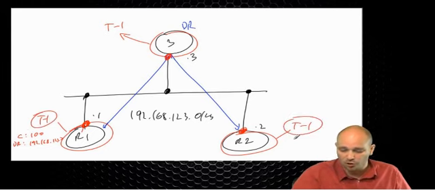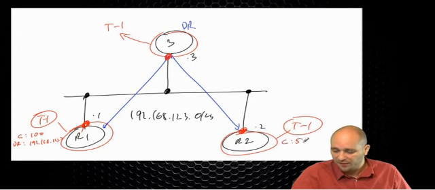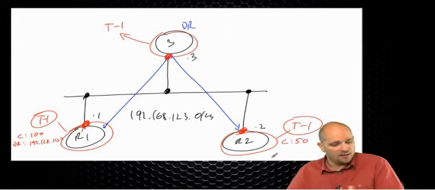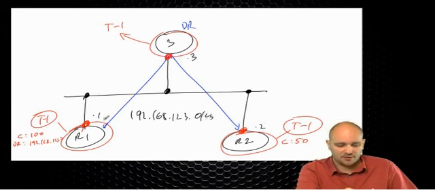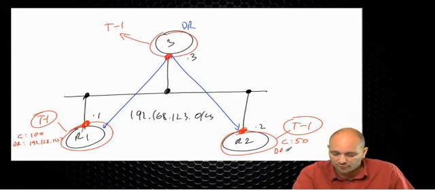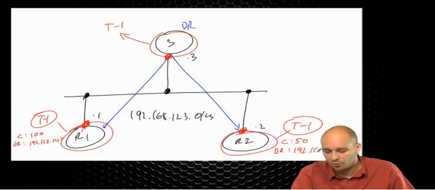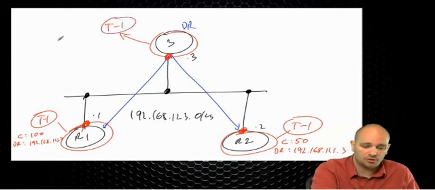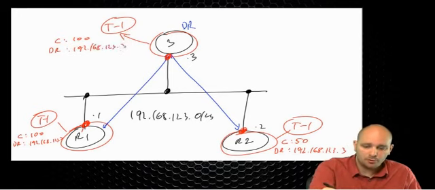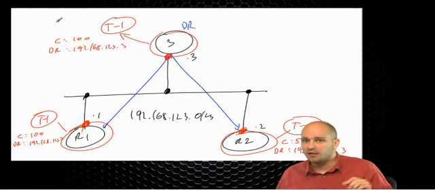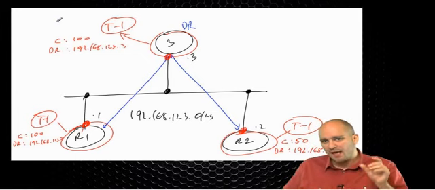Type 1 LSA on R2 will have, let's say, a cost of 50. So the cost doesn't have to be the same, right? This could be a gigabit interface, or this could be a fast Ethernet interface. So of course, sometimes the costs might be different. And we're going to have the information about the DR. This type 1 here is going to contain the information that, let's say, the cost is also 100, and that the DR is the same address.